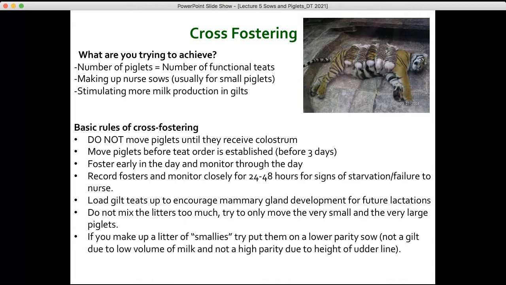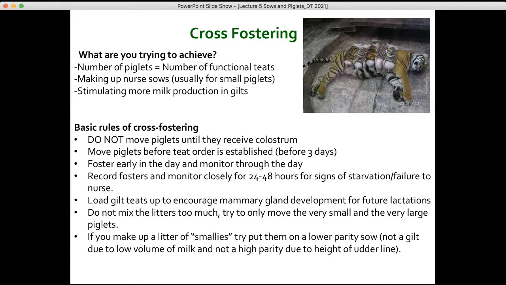Another reason why you might cross-foster is to stimulate more milk production in your gilts. So very important in gilts. Often, as I said before, they have lower litter sizes. So in a gilt, it's probably not uncommon to have 9 piglets, but she'll still have 12 teats that could possibly be functional. So you want to load up the gilt from 9 to 12 piglets to make sure that each of those teats gets used, because if they don't, they will be non-functional in her next lactation. So therefore, you're losing capacity in your gilt.